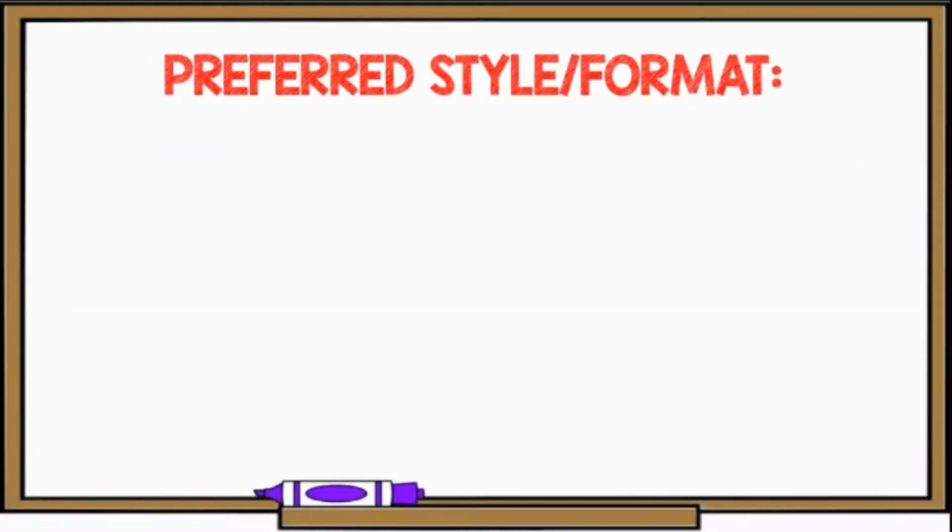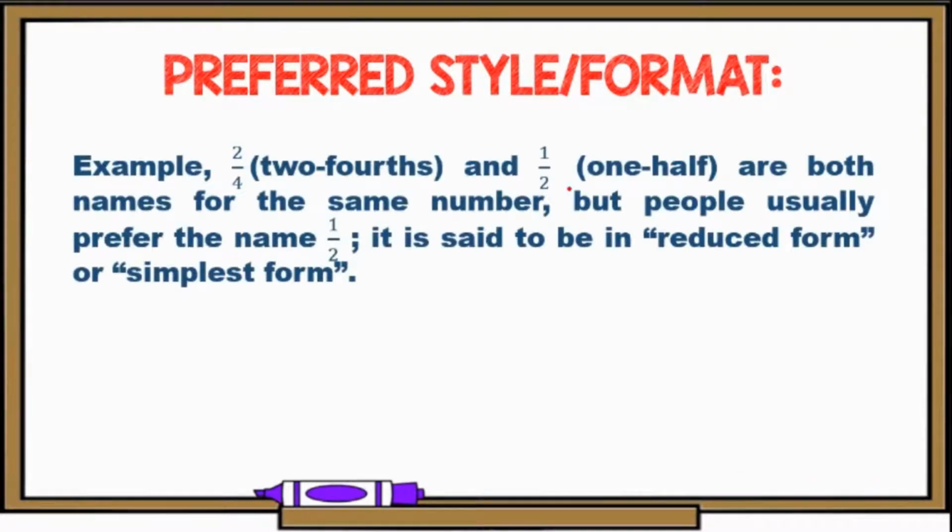Next, for example, 2 over 4 is equal to 2 fourths. Sometimes you will be required to express your answer in lowest terms. So we generate equivalent fractions, but lowest terms is usually the more preferred form when you present your final answer. Though 2 fourths is equivalent to 1 half, they are both names for the same number, but people usually prefer the name 1 half. It is said to be in the reduced form, simplest form, or commonly known as lowest terms.